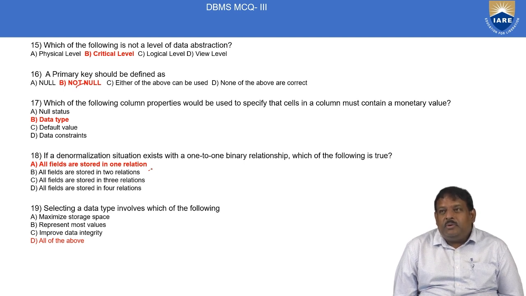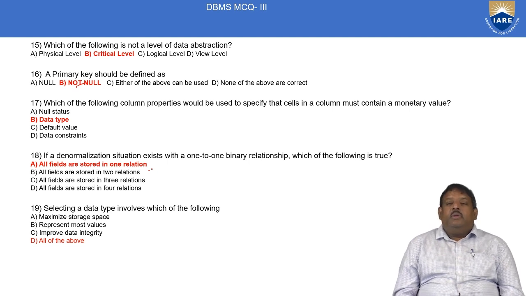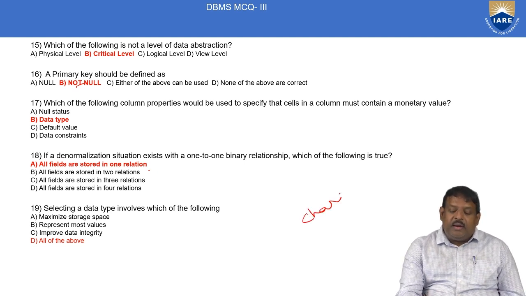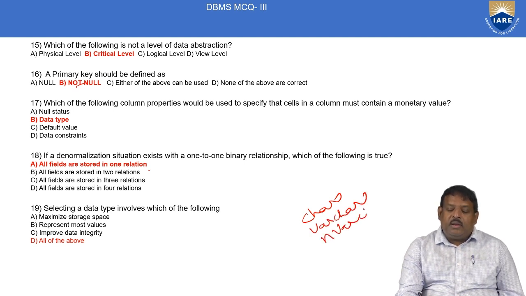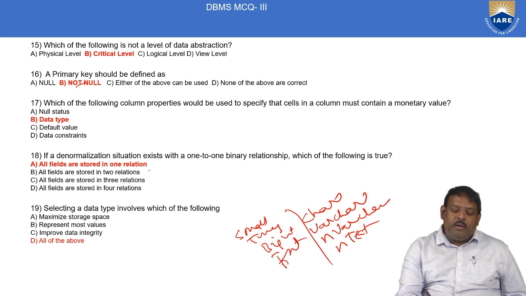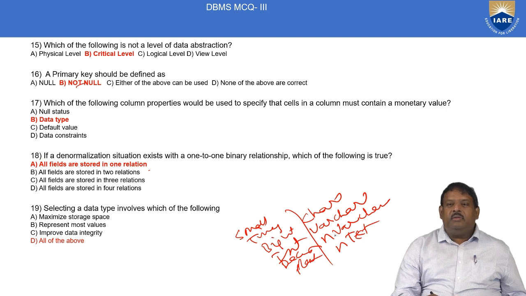Next, selecting a data type involves which of the following? When you are defining a column, you name the column. Then you identify what type of data you are going to store in it. For example, a varchar field or character field. So there is something like nvarchar, ntext. For example, these are character fields. Here we also have smallint, tinyint, bigint, integer, then we have decimal, then we have float. So these are the various data types available.